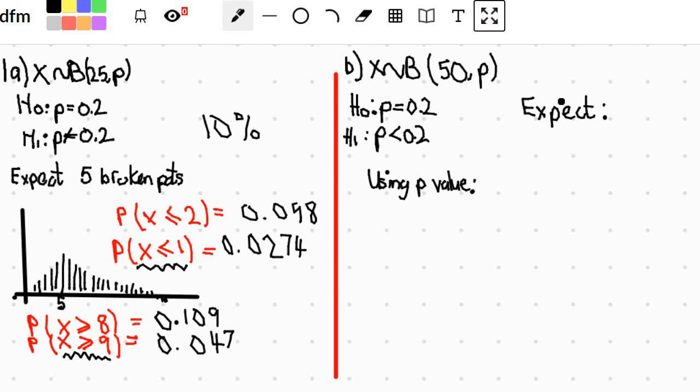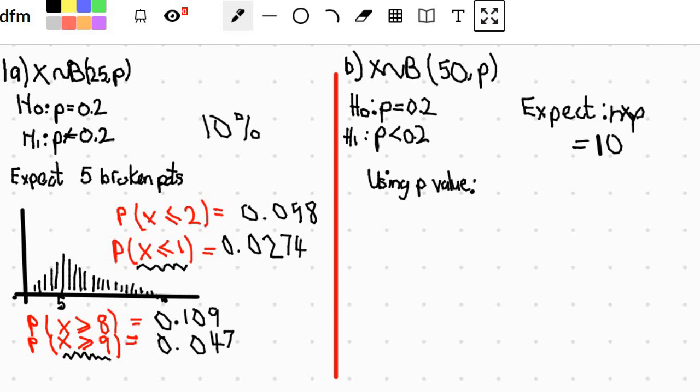So I expect to get N times P number of broken pots. So 50 times 0.2, I'm expecting to get around 10. Okay, so now my p-value, I think I was actually given, rather than doing critical regions this time, you can do critical regions again. I might as well just use my p-value.